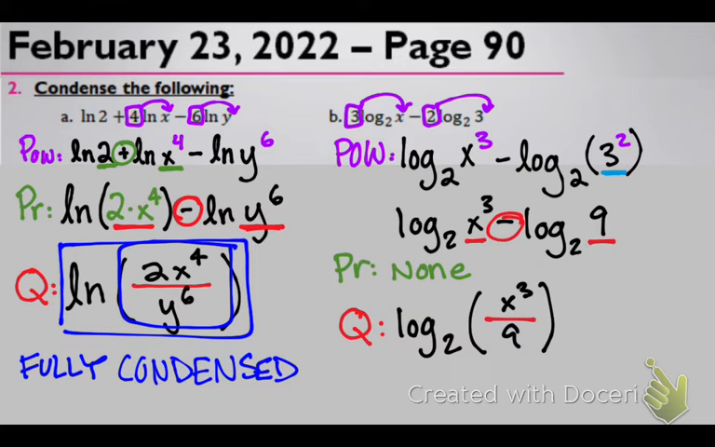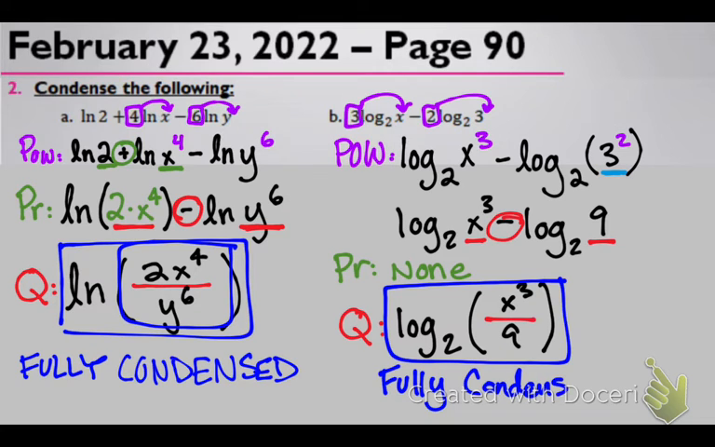All right, am I fully condensed? Yeah. How do I know? How do I check? It's one log, one argument. Because there's one log and one argument. Exactly. That is fully condensed.